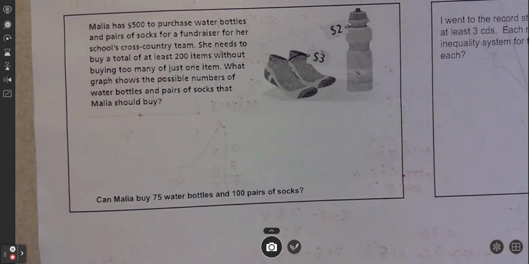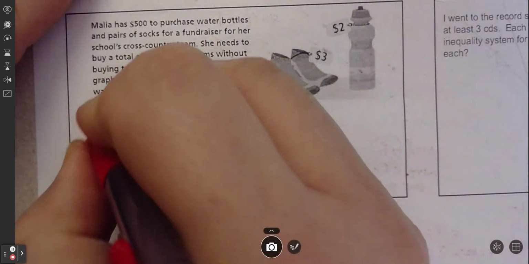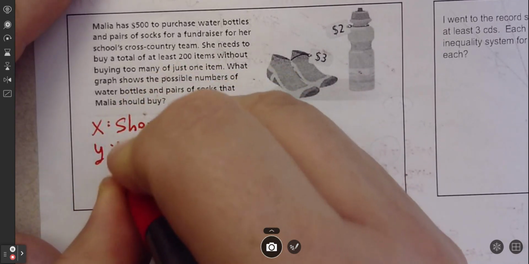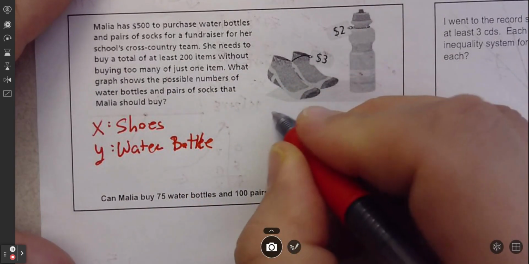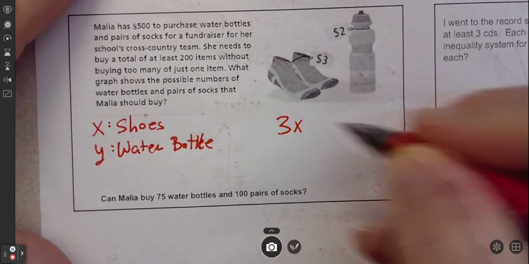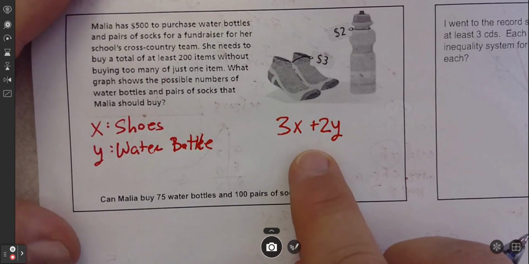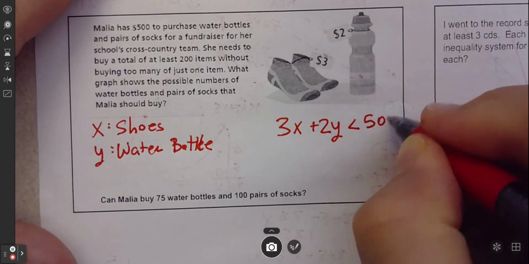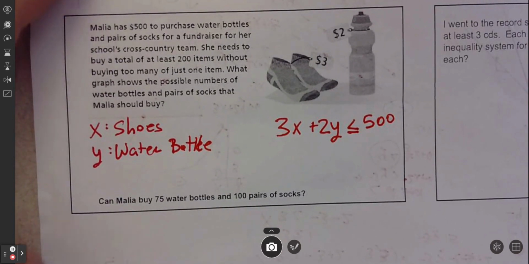So let's write this equation. No, we need to write the equation. So what are our variables? We got socks and we got water bottles. Love it. 3x plus 2y. And this is money. What's true about the money? We can't spend over 500. Can we spend 500? Yeah, so we can go equal. It's going to be less than or equal to.